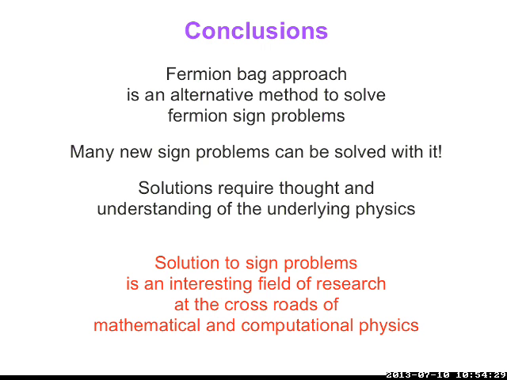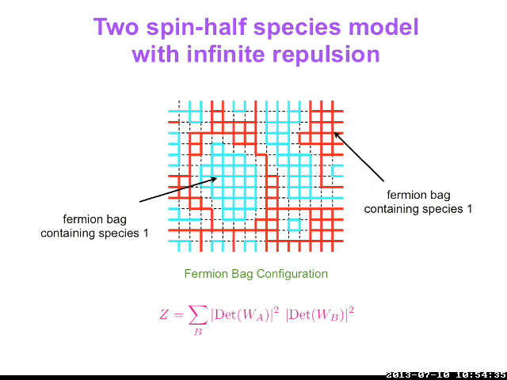So I don't know if there is time, I can mention a bit about this repulsive model, which I find quite interesting. So here is a simple two spin-half species model. I don't know what the physics is, but it's interesting to think about it. Instead of a repulsive Hubbard model where you just have a spin up and a spin down, infinitely repulsive, think about two species of spin up and spin down particles. And now there is an infinite repulsion between these two spins, right?